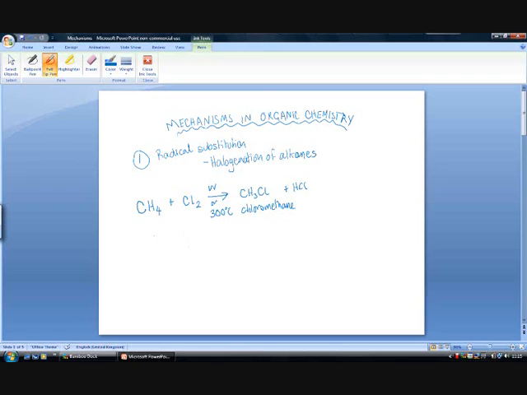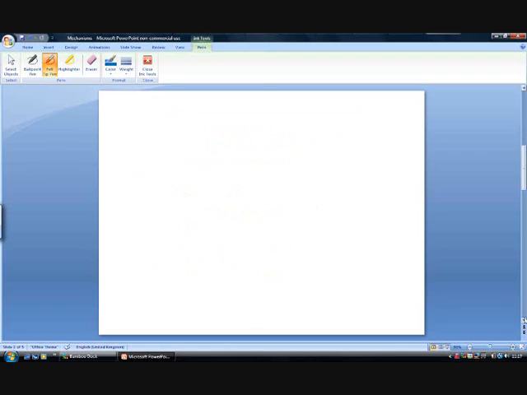It starts off with the initiation step, and that's step 1. And that involves the homolytic fission of the chlorine-chlorine bond to produce 2 chlorine radicals. And that needs the UV light. It needs quite a lot of energy. So the chlorine-chlorine bond breaks by homolytic fission, producing 2 chlorine radicals. Now, a radical is a species with an unpaired electron. And that's homolytic fission, because both the species end up the same.